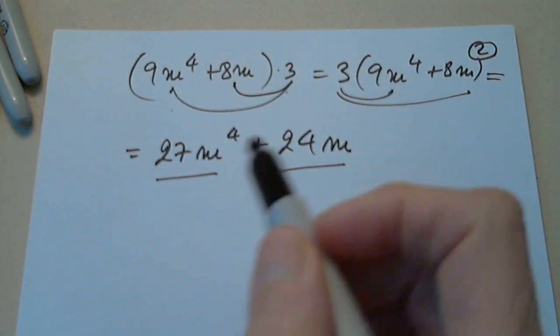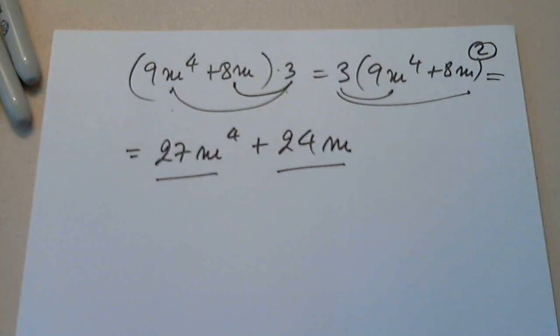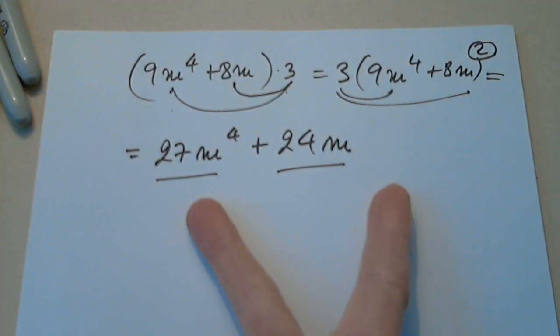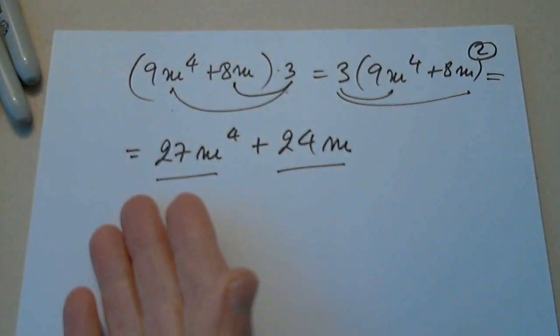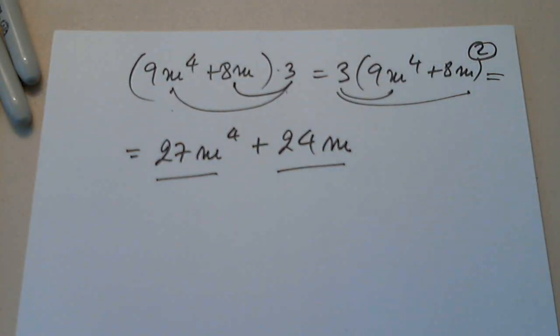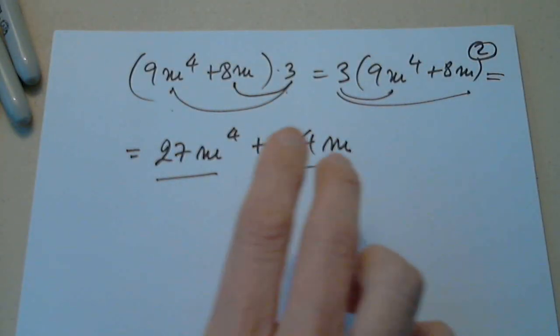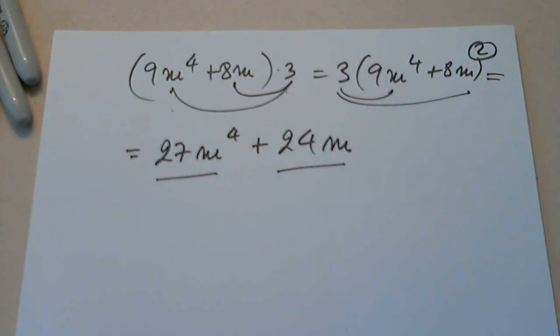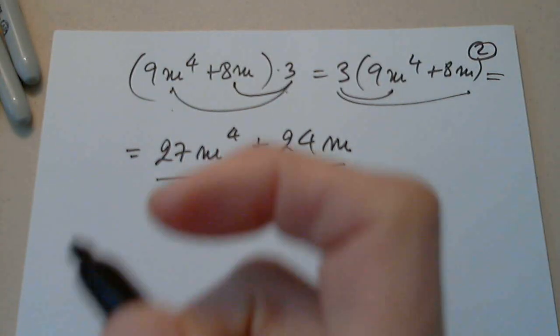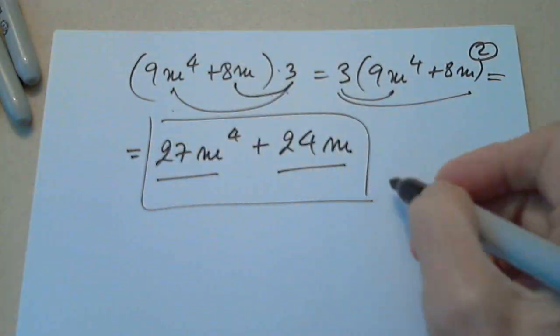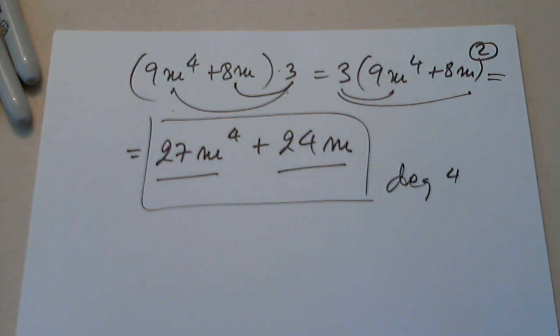Are these like terms? Can I further simplify this? No, of course not. 2 terms. Can anyone give us the degree of this polynomial? 5. We do not add if they do not belong to the same term. 4. So the degree of the entire polynomial is degree 4.